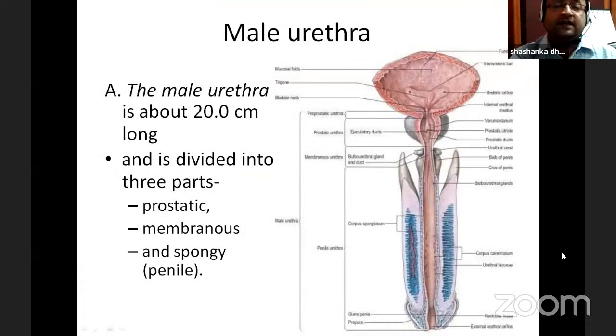Okay, surgical anatomy of the urethra. This is another important area for undergraduates. The male urethra is about 20 centimeters long. It is divided into 3 parts, the prostatic, the membranous, and the spongy. There may be a pre-prostatic part described in some books.